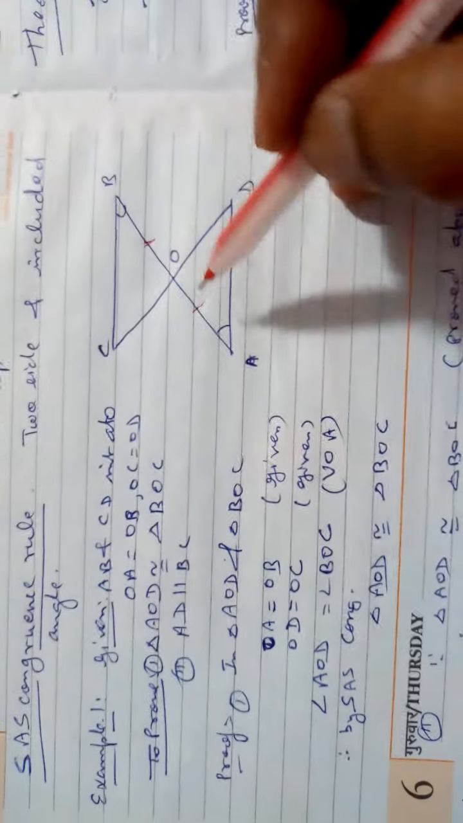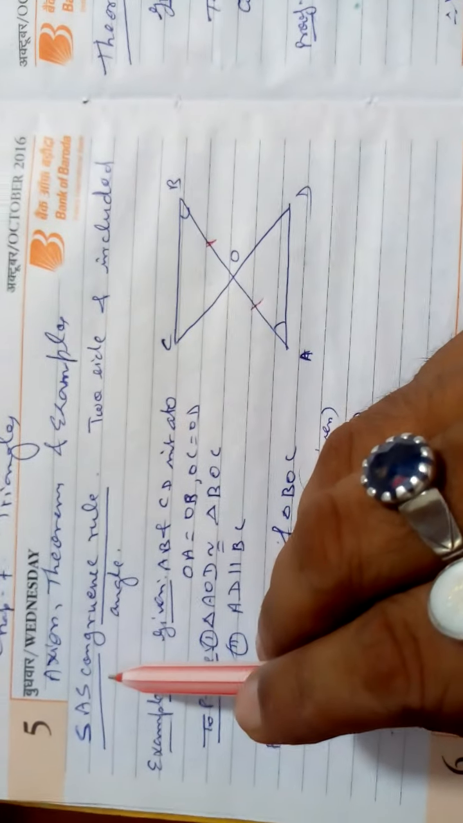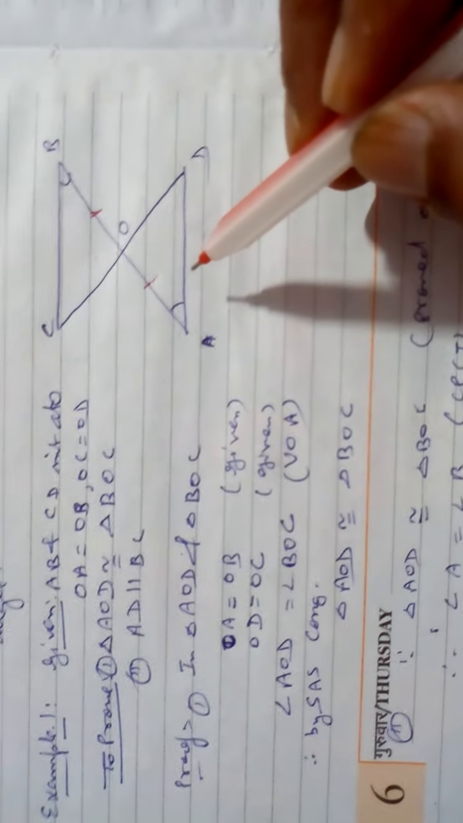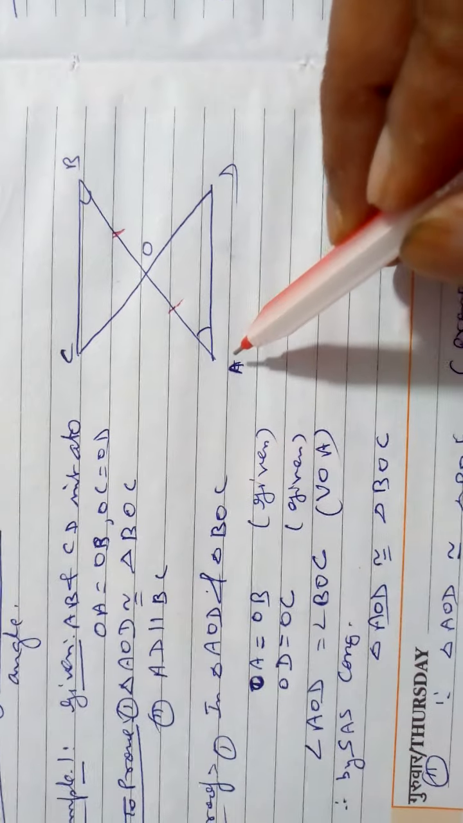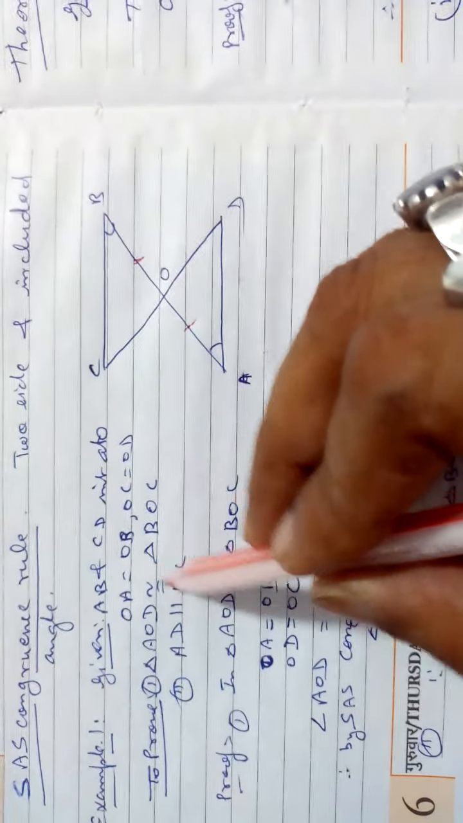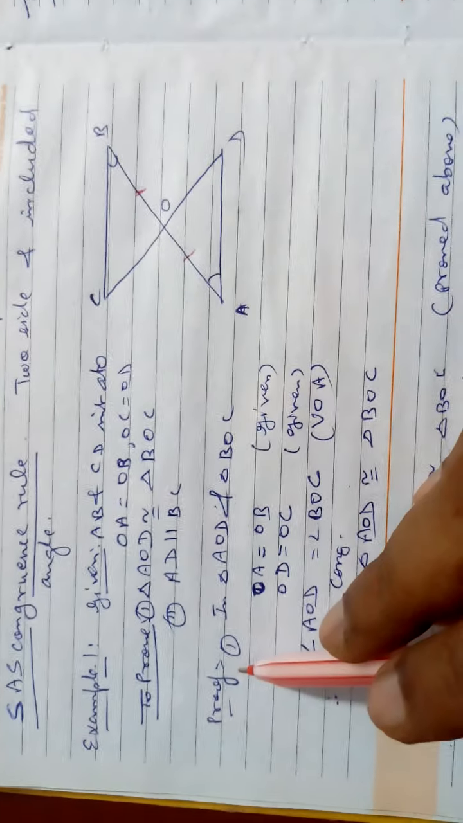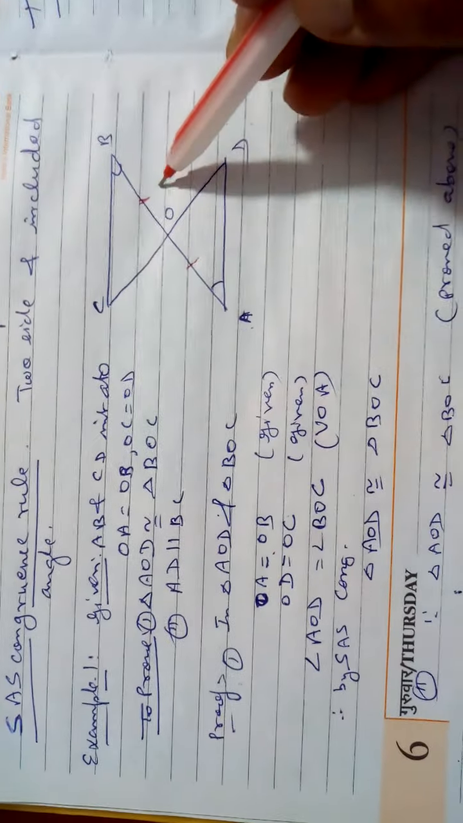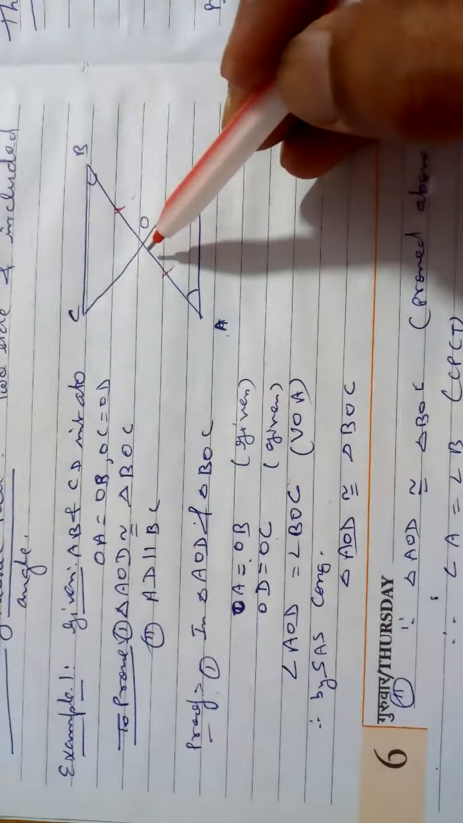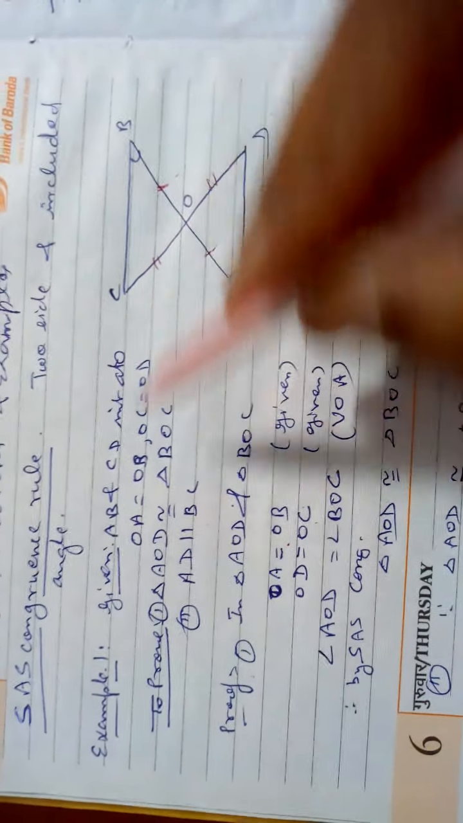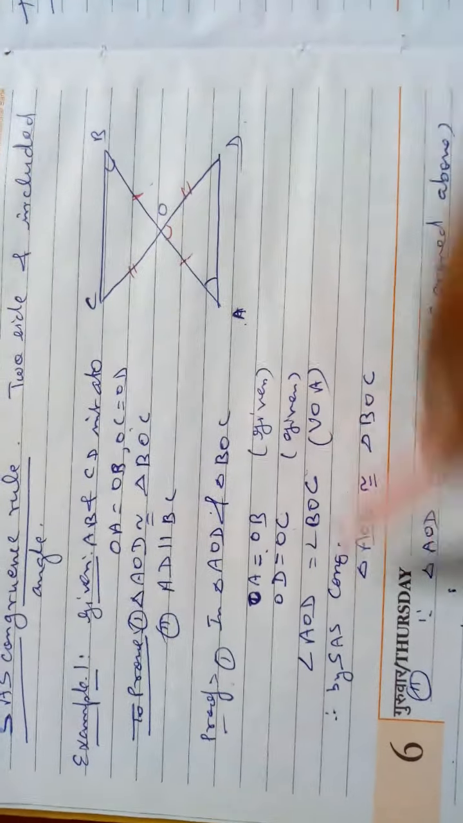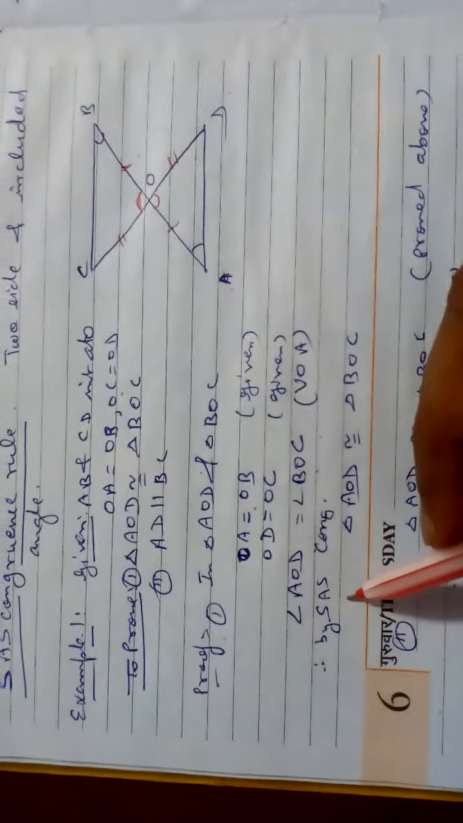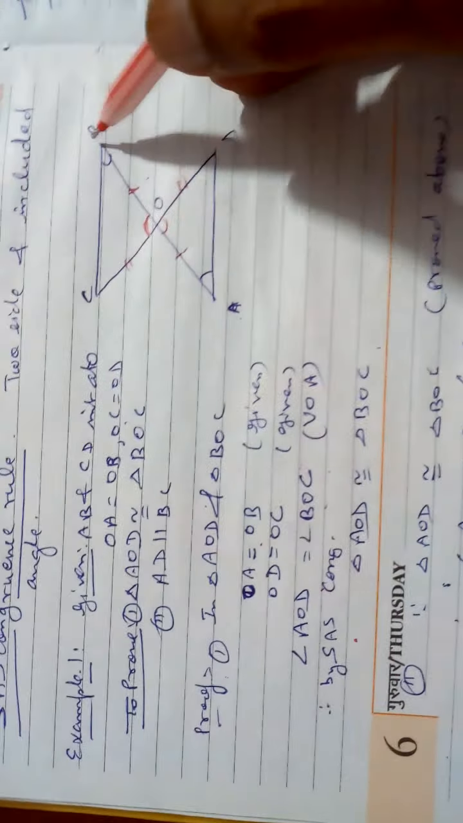So by SAS or ASA, you can use any here. In triangle AOD and BOC, write the given, to prove, and proof headings. OA is equal to OB, given. OD is equal to OC, it is also given in the question. And angle AOD is equal to angle BOC, vertically opposite angles. So by SAS congruency, triangle AOD is congruent to triangle BOC.